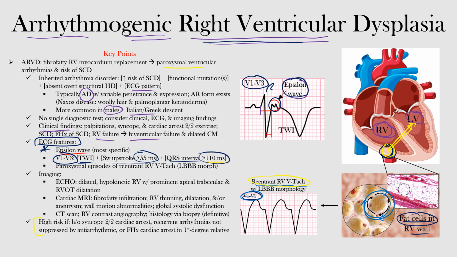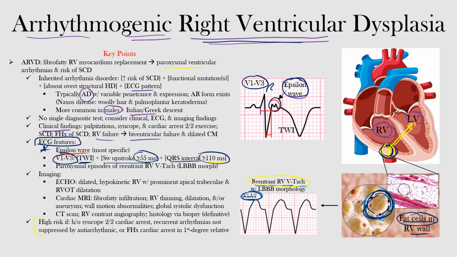And remember, we can also have these paroxysmal episodes of reentrant right ventricular VTAC that has left bundle branch block morphology, which develops because they're going around the fat cells, okay? So you have that fatty deposition, and then the circuit is initiated and circles around one of the fat cells and can lead to this VTAC form.